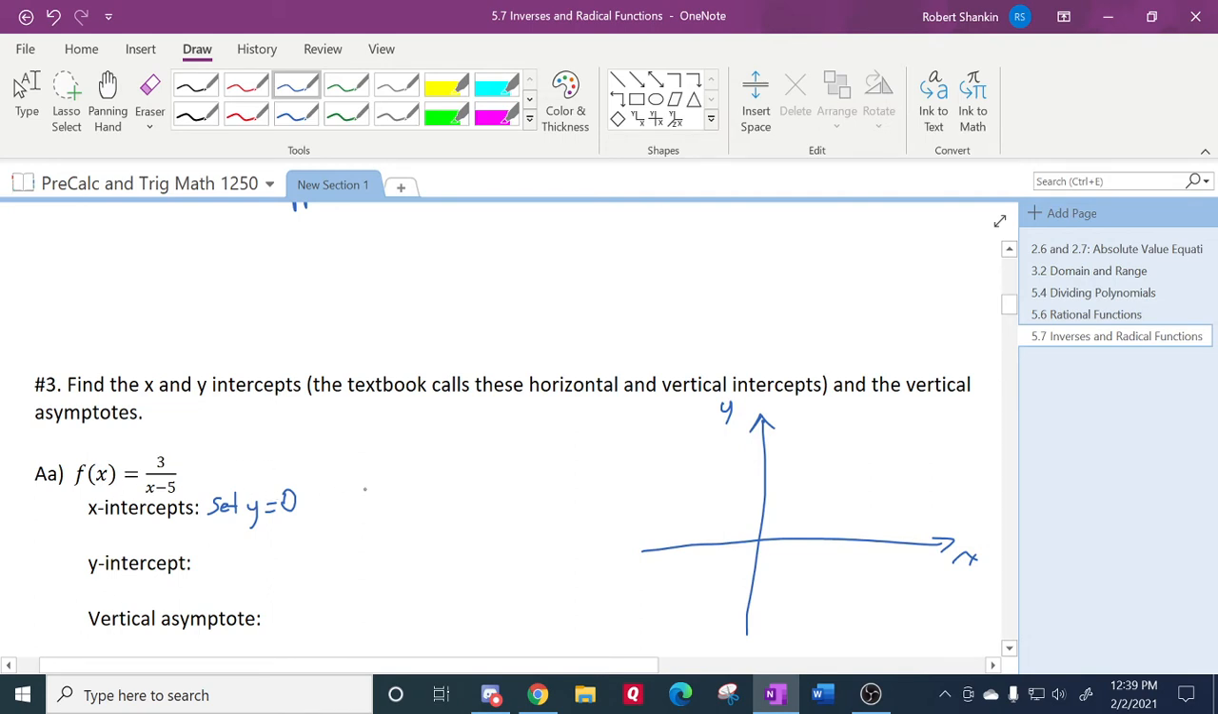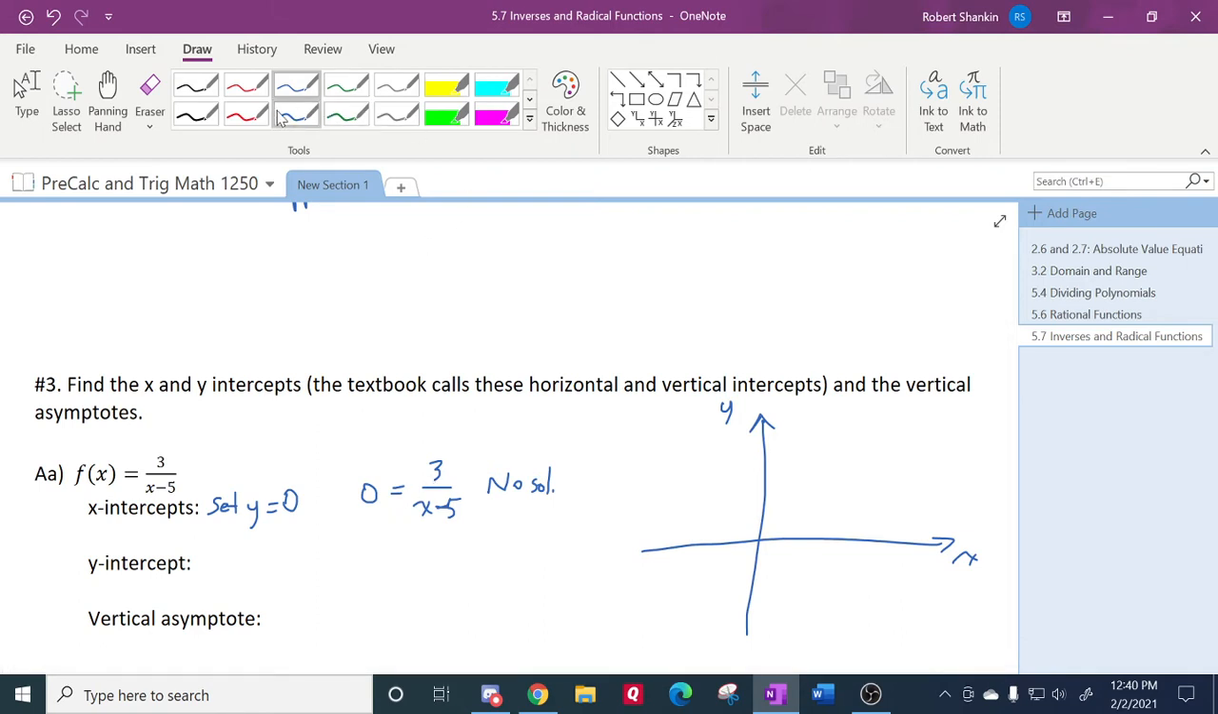That gives you 0 equals 3 divided by x minus 5. Now this has no solution. How do I know that it has no solution? Well, a fraction can only be 0 if the upper part, the numerator, is 0. If the denominator is 0, that makes the fraction undefined. Now the numerator can't be 0 because it's stuck at 3, so it just has no solution.